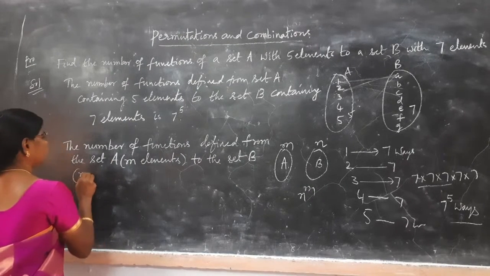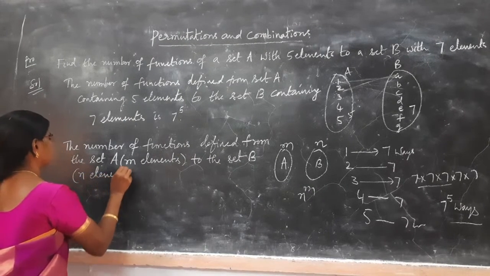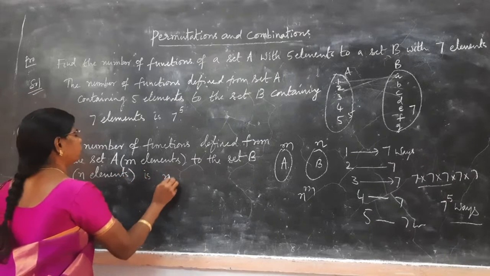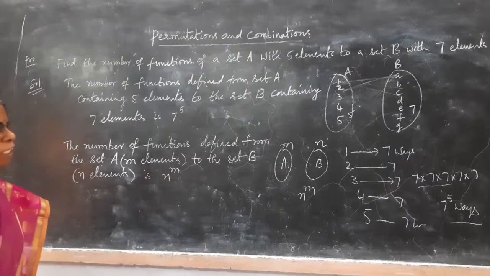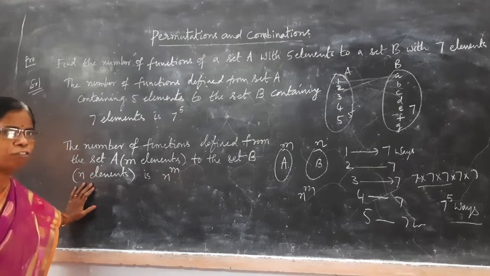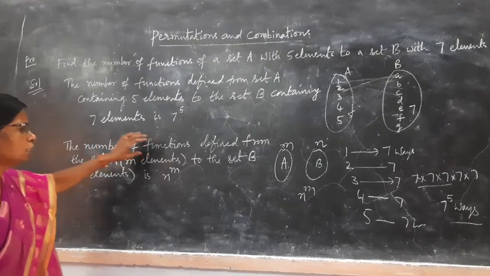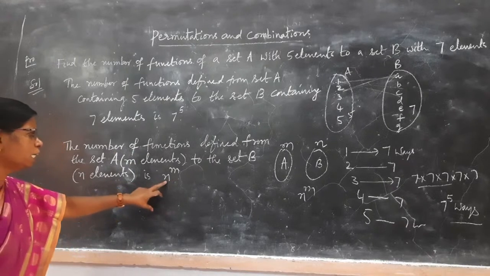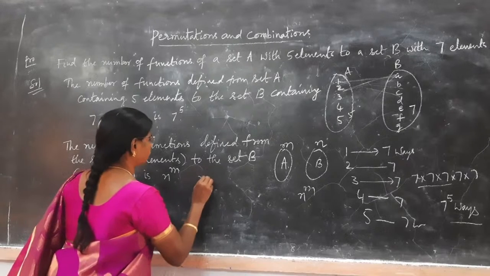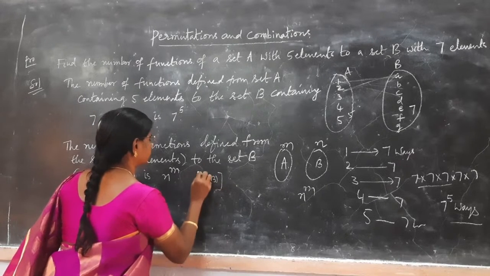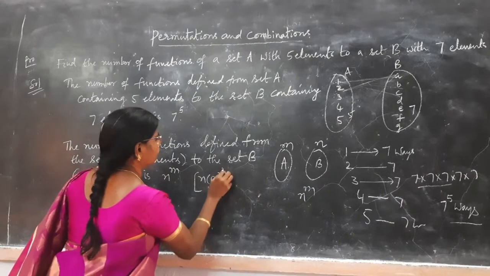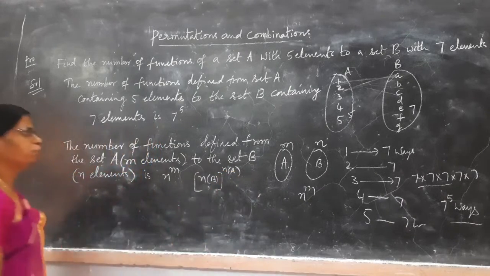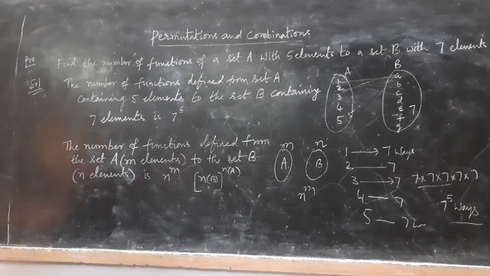How many elements are in set B? n elements. Okay, it is n power u. So you can remember this as a formula. The number of functions defined from the set A to the set B is n power u. So what is n? To write it more clearly, look: it is the number of elements of B to the power of the number of elements of A. In this way we can count the number of functions that can be defined from set A to set B. So it is very clear.